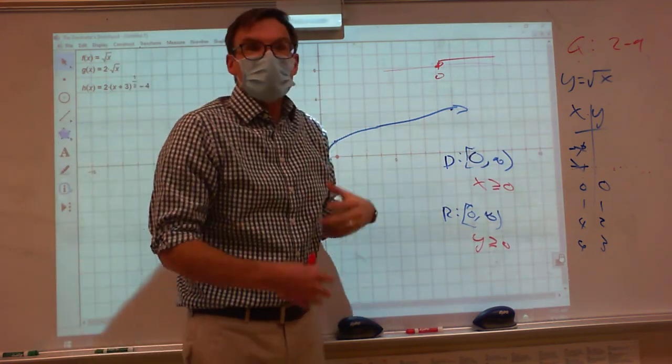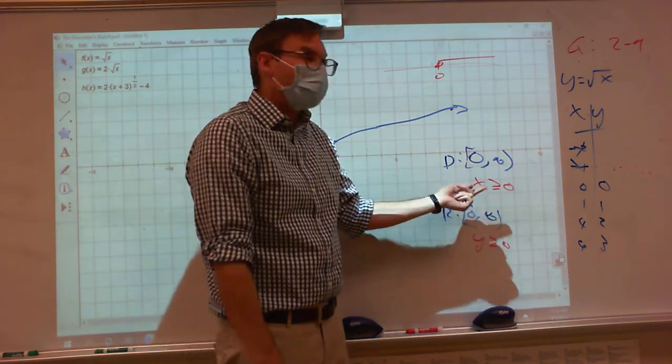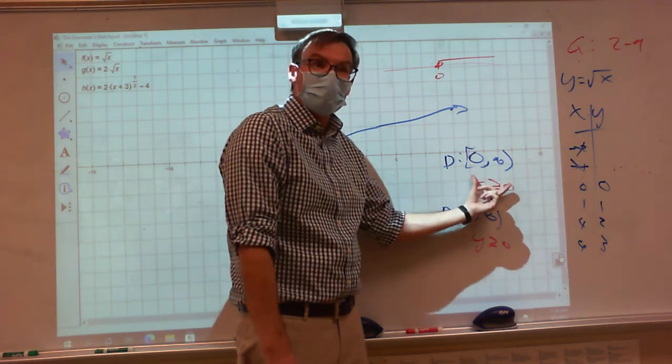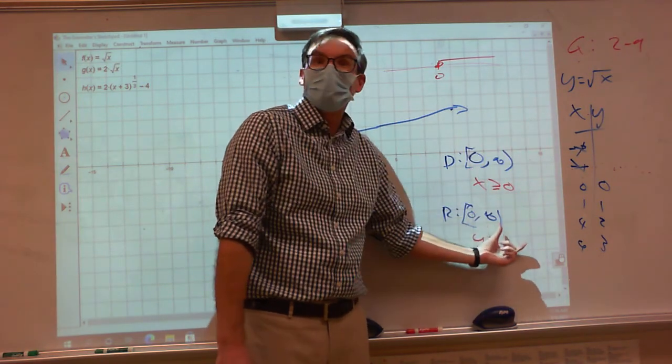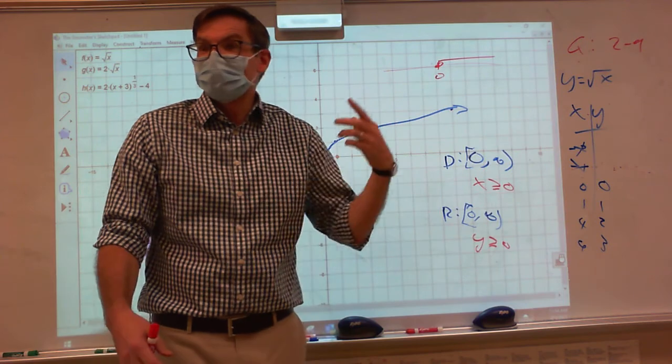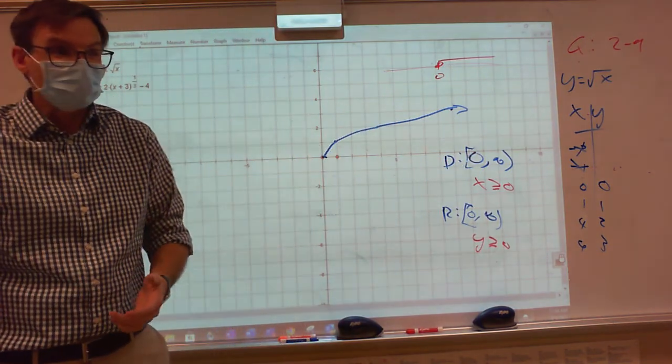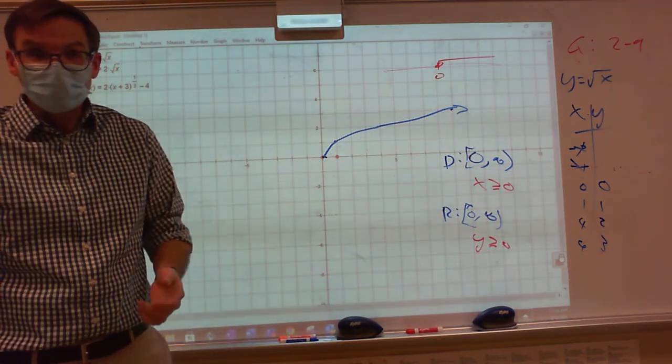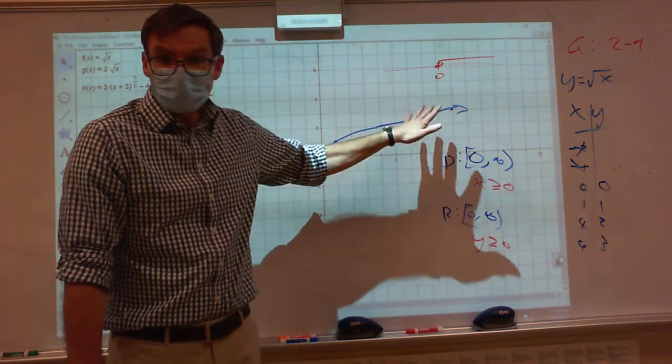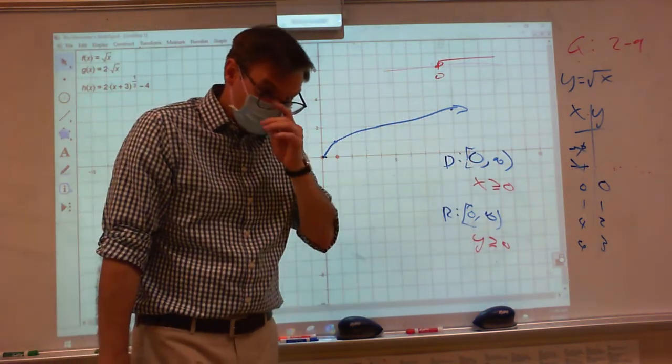So in ALEKS, when they say write the domain, you have to say for your domain it's x greater than 0, and you have to say y greater than 0 for the range. Do you see why we have to use x's for domain and y's for range? That's a big deal. So are we okay with this? So there's our graph.